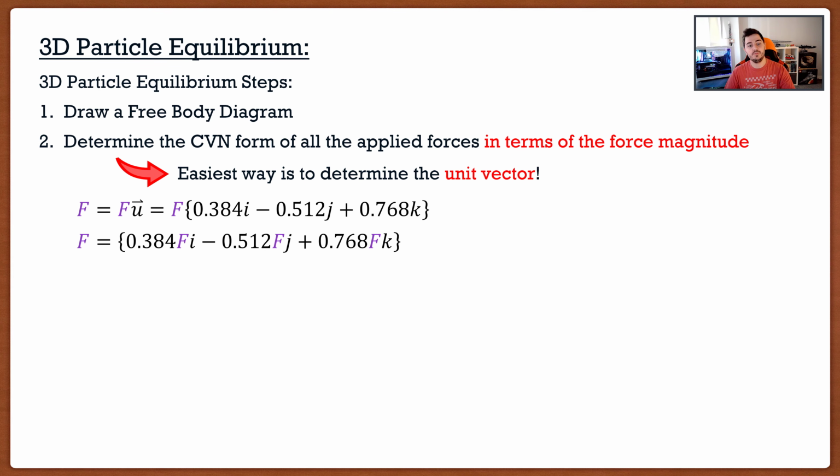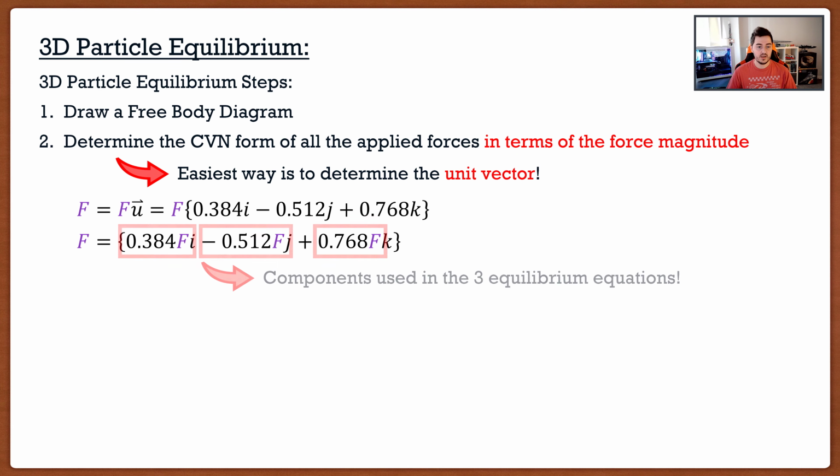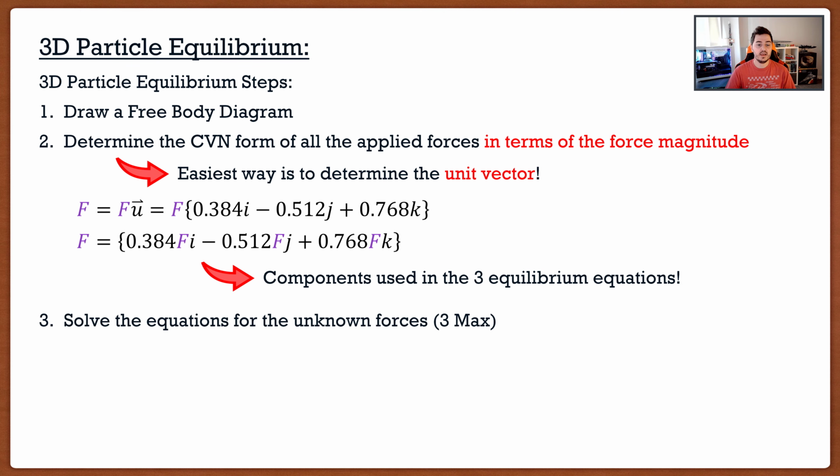In 3D, it's much better to write them into Cartesian vector form, because then when you get to the next step, which is the equations, you can just pick and choose and go all the way. So again, these three components are going to be the components I use in my three equilibrium equations. If I have all my forces in Cartesian vector notation, then I can go down and solve for my three unknown forces.